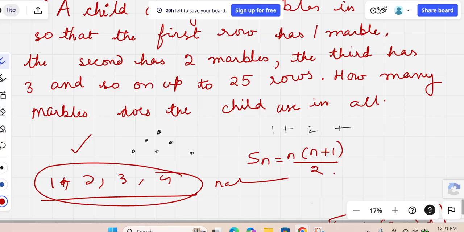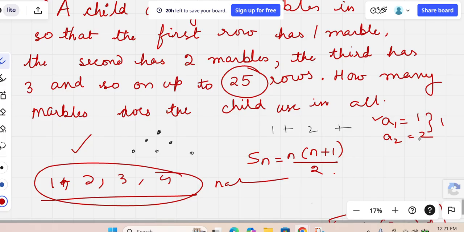I'm not saying you can't use it for natural numbers. You can definitely use it. See, there are 25 rows. That means your A1 is equal to 1. So A2 is equal to how much? They are saying 2. So that is done. The difference is 1 here.